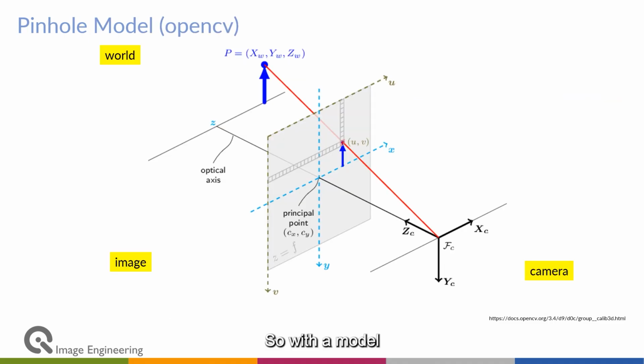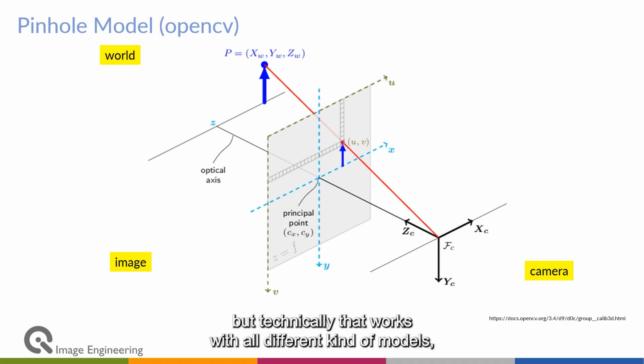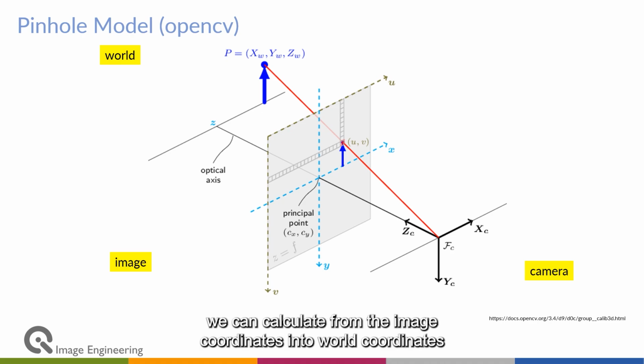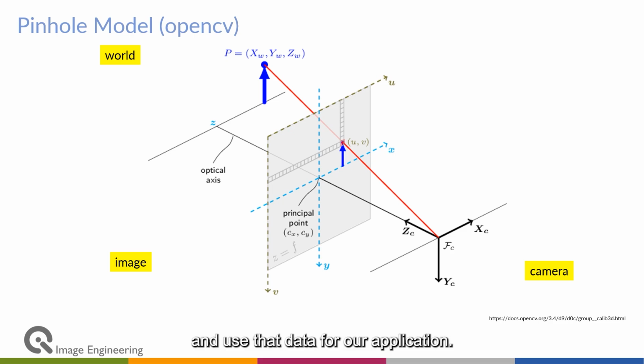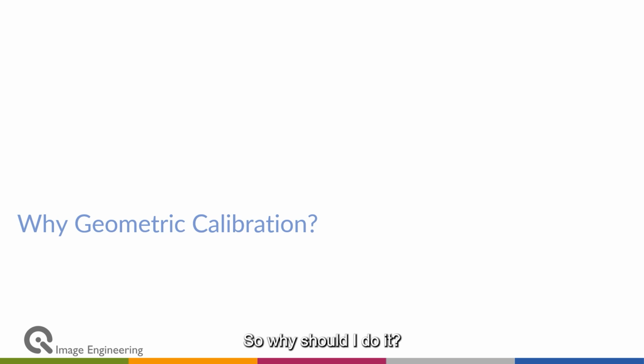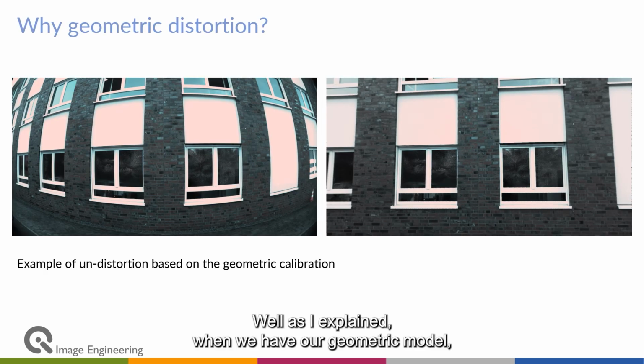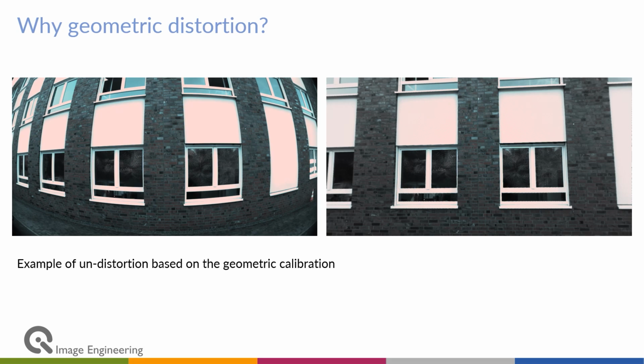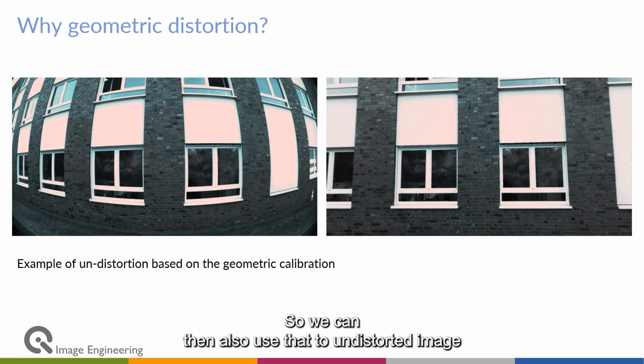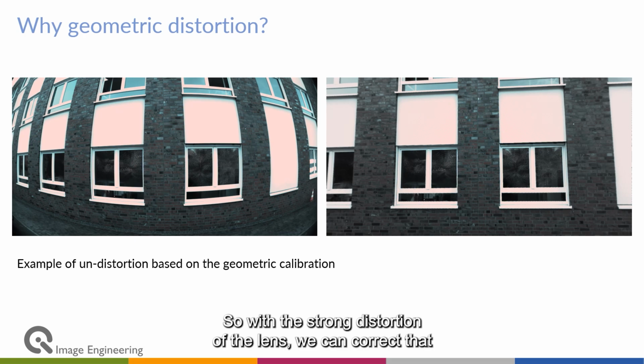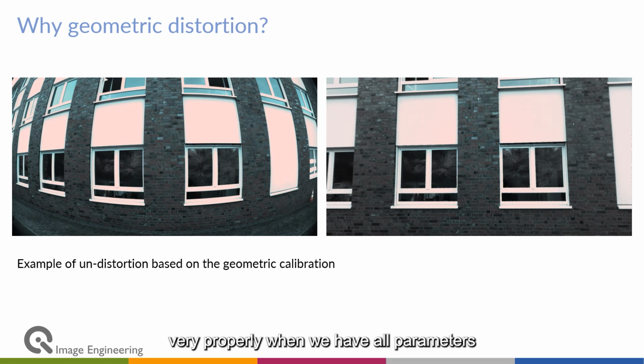So with the model, and this is an example, but technically that works with all different kinds of models, we can calculate from the image coordinates into world coordinates and use that data for our application. So why should I do it? Well, as I explained, when we have our geometric model, we also understand the exact distortion of the device. So we can then also use that to undistort an image or to unwarp, or however you would like to call that. With the strong distortion of a lens, we can correct that very properly when we have all parameters of a geometric model.